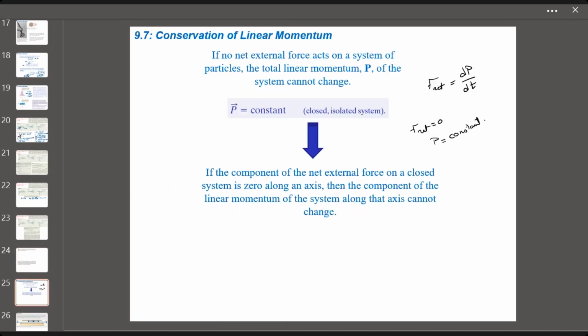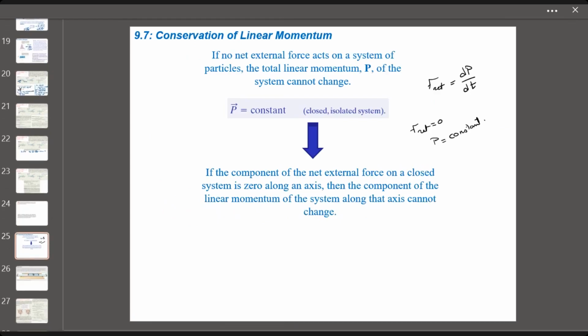Okay, these are similar questions. I will skip them. We also talked last time about conservation of linear momentum. We said if there's no net force acting on a system of particles, the total linear momentum P of the system cannot change. Where did this come from? Simply from our Newton's second law formula. F net is dP by dt. If F net is 0, then dP by dt equals 0, which means that P is constant, the linear momentum is conserved.